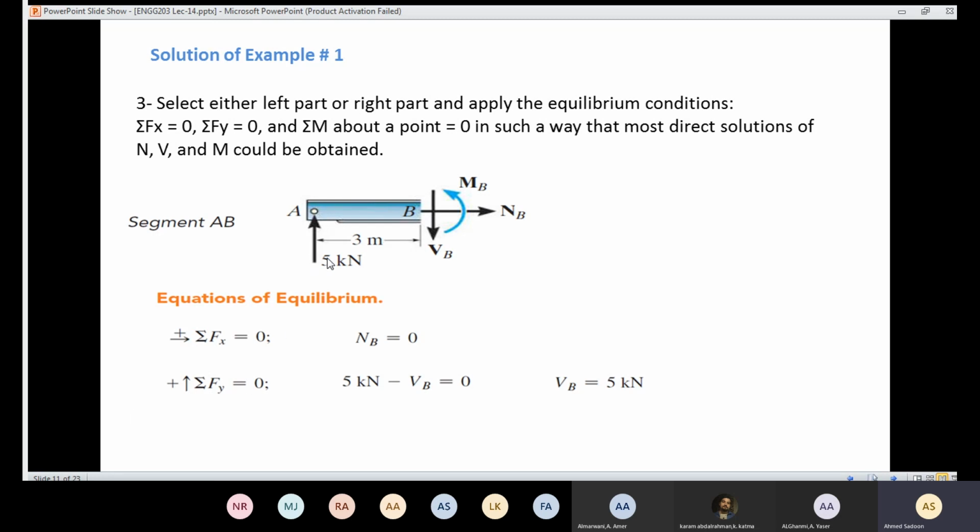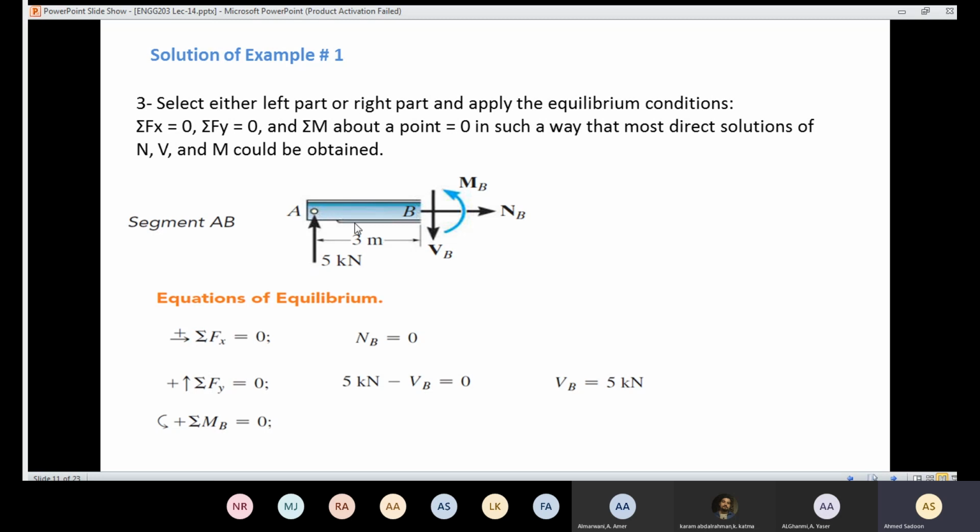Now let's move to the last equation. We are going to take the moment about a point where I can calculate MB. So I'm going to take the moment about B. Again, do not forget the sign convention. All the forces that cause a counterclockwise moment are going to be positive. So VB is not going to cause a moment, and MB is positive. I'm going to end up with MB, which is positive, and 5 kilonewtons.